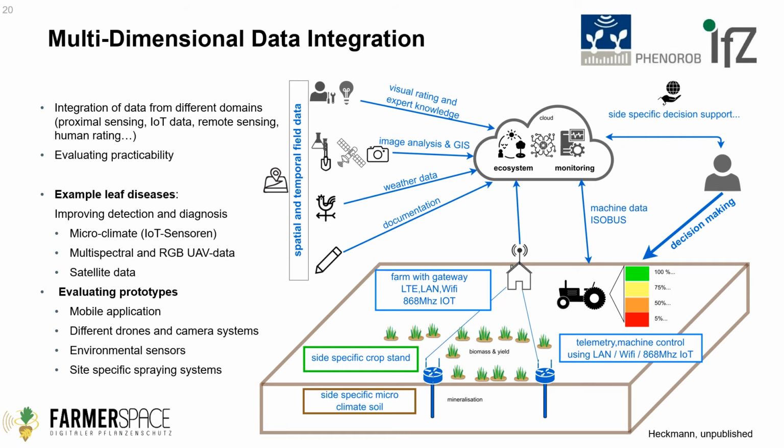The next step, that's our aim, is to integrate data and information from different domains, such as multi-dimensional data integration of optical data, of environmental data, of spore flight data, for example, or the human rating. This will definitely increase the knowledge on the situation in the field and will support farmers in decision making. And we strongly believe that this will be the future of digital plant protection routines.